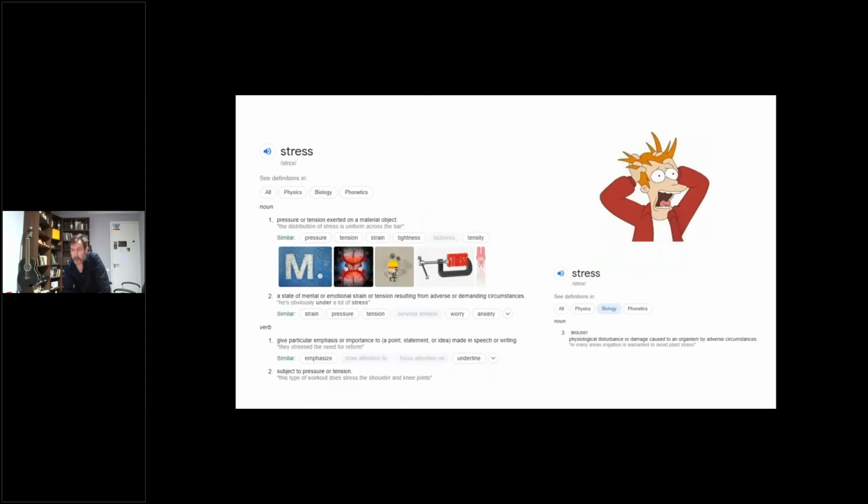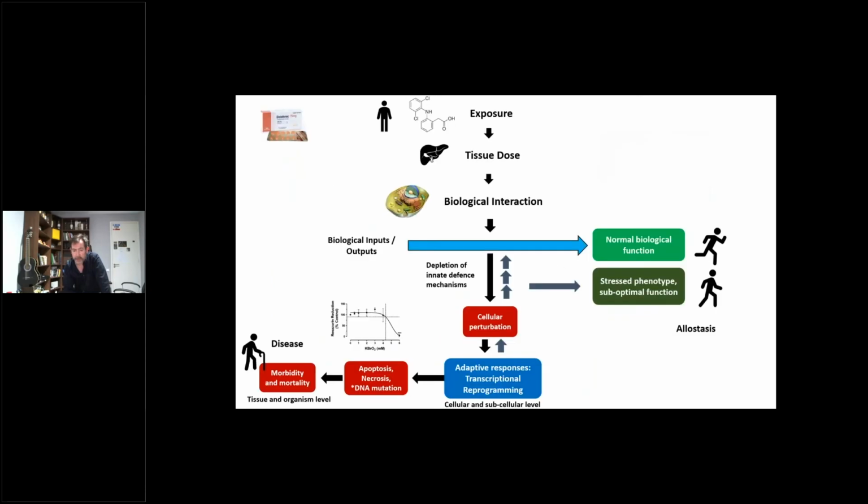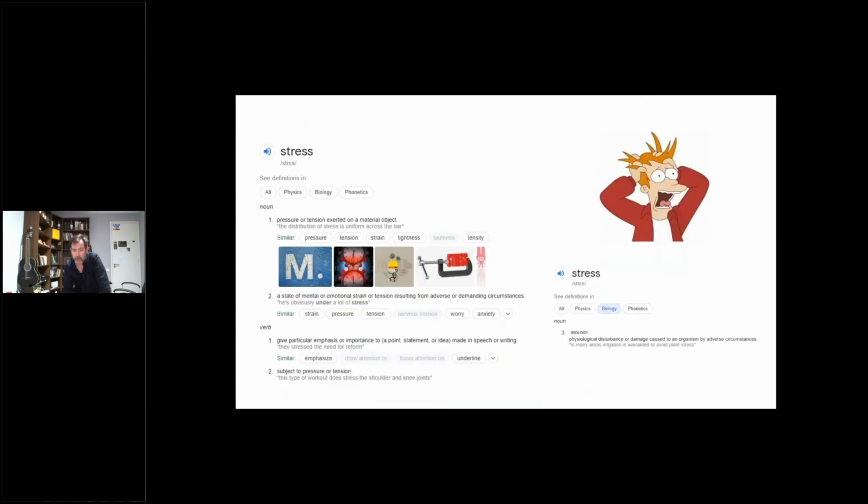So I wanted to talk a little bit about stress, because we call these adaptive response pathways also stress response pathways. And so stress in biology is a physiological disturbance or damage caused to an organism by adverse circumstances.